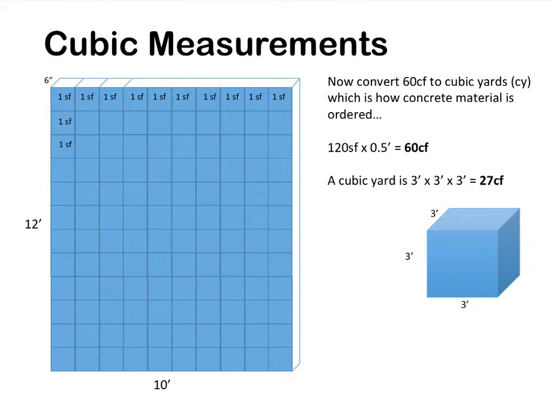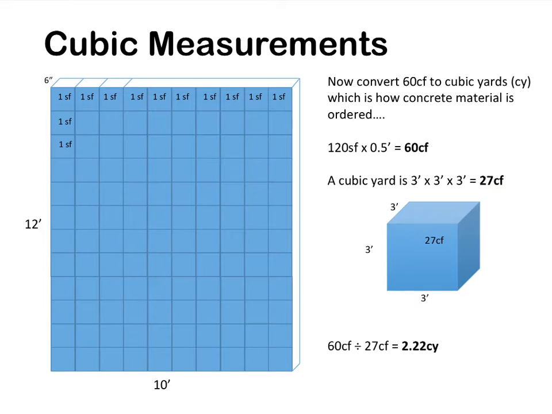Now let's convert cubic feet into cubic yards, which, as we all know, is how concrete is ordered. What is a cubic yard? A cubic yard is 3 feet times 3 feet times 3 feet equals 27 cubic feet. So to convert 60 cubic feet into cubic yards, you would divide by 27 cubic feet, which equals 2.22 cubic yards.